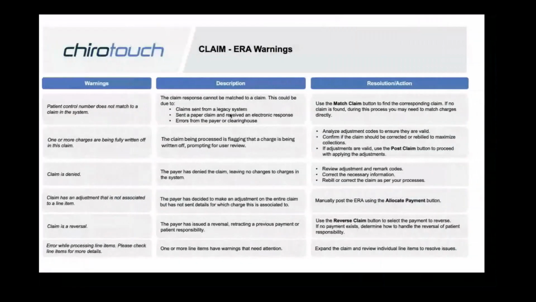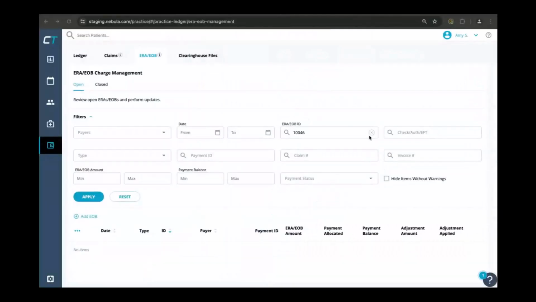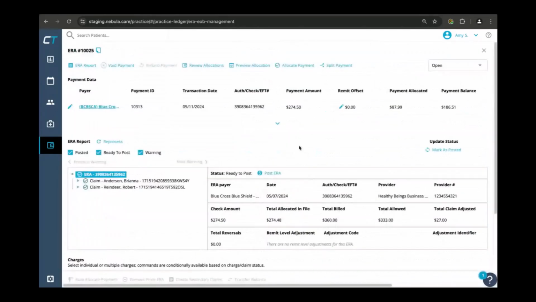All right. So a few more of these claim level ERA warnings. Claim has an adjustment that is not associated to a line item. The payer has decided to make an adjustment on the entire claim, but hasn't sent details as far as which line item or if it even correlates to a line item. So it's just a general adjustment. For this, we recommend to manually post the ERA using the allocate payment button. As I showed before, use the allocate payment button and manually apply this, just like we did earlier with our secondary.